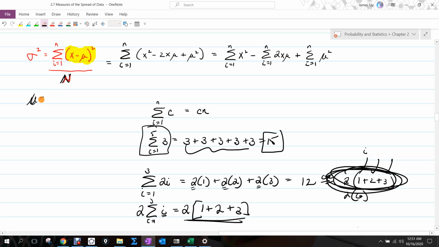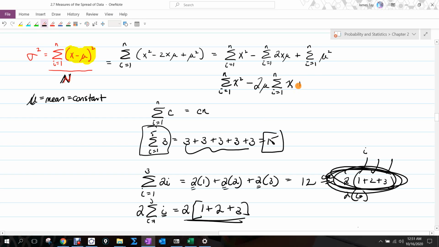Mu is my mean, which is a constant. Okay, x is obviously a variable here. So with the variable terms, I'm just going to rewrite the sum from i equals 1 to n of x squared. Now, mu is a constant, and so is 2. So I'm going to bring the minus 2 mu out in front, and that's going to leave me with the sum from i equals 1 to n of just x.